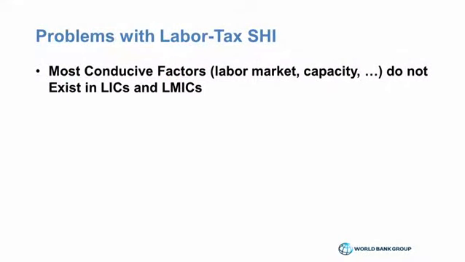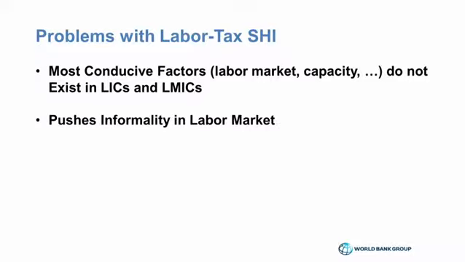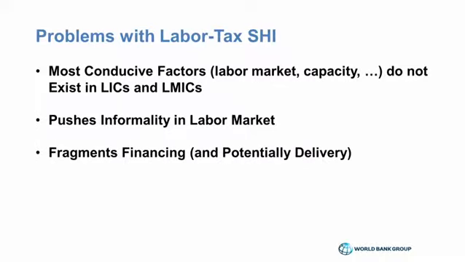So, some of the problems with labor tax, social health insurance, TSHI: most of the conducive factors, the enabling factors we mentioned earlier, such a hard thing to say, all shall not exist in low and lower middle income countries. And that's a challenge. As mentioned by our colleague from Ethiopia, it does push informality in the labor market. We agree with ILO, formality is better. But if this is creating incentive for informality, it's not necessarily good.